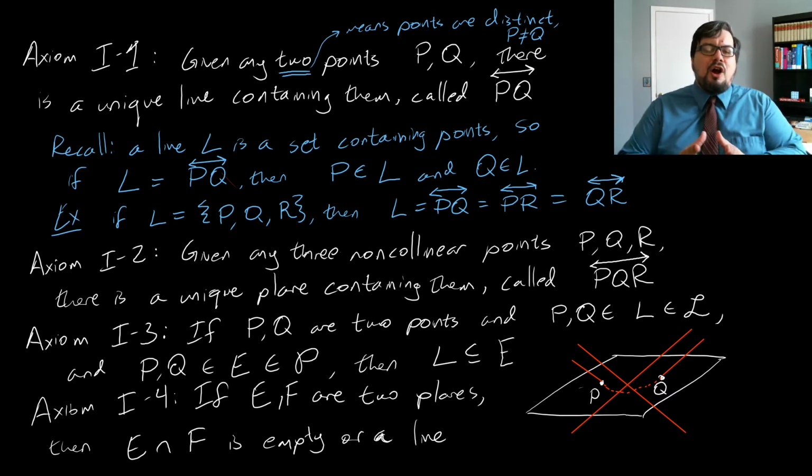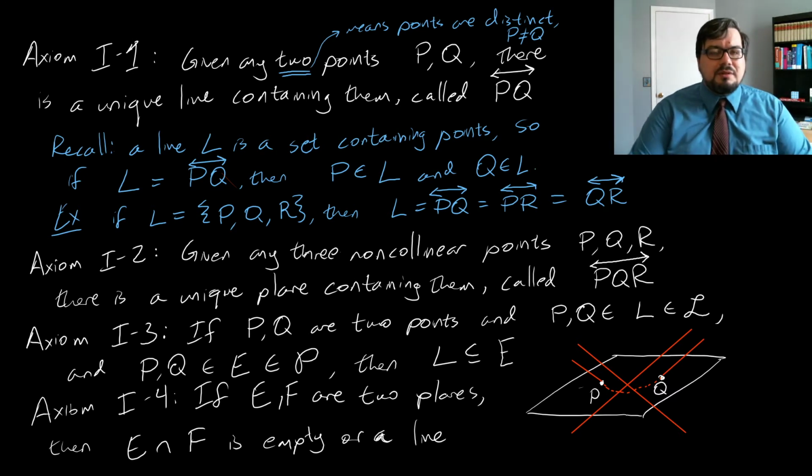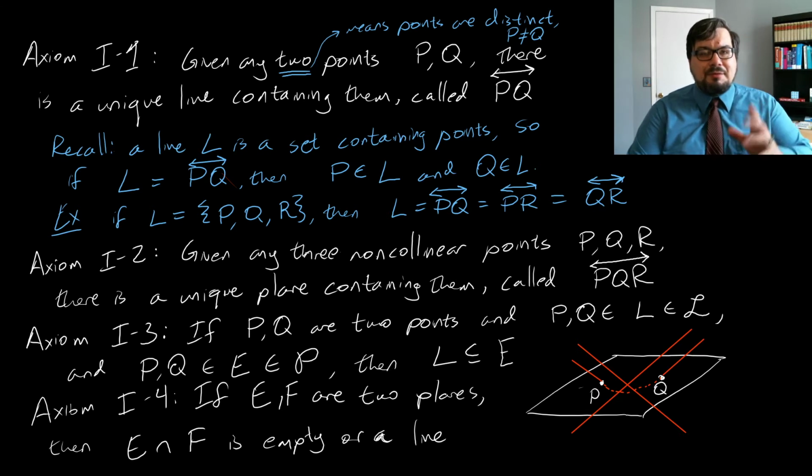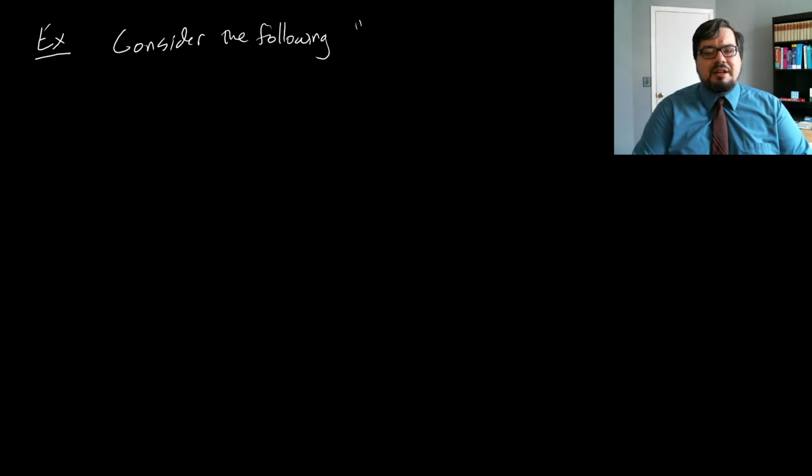Well, really they aren't good enough because they don't tell us that we don't have really silly geometries. So let's look at an example. Before we go on to axiom I5, let's do an example to see why it's necessary. Let's consider the following geometry, or geometry in quotation marks, because it's going to turn out to not be a geometry once we add in our 5th axiom.